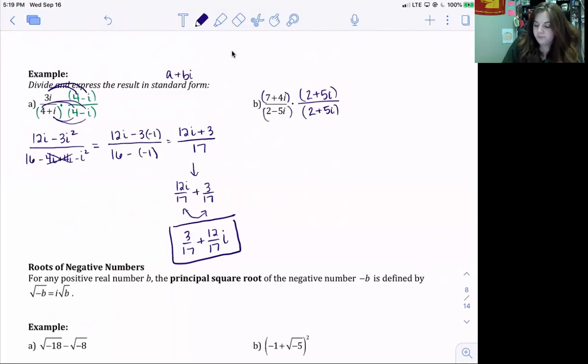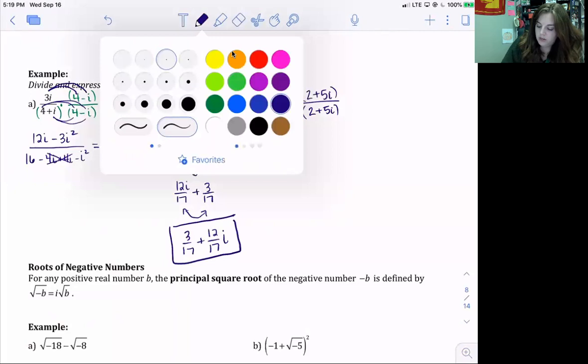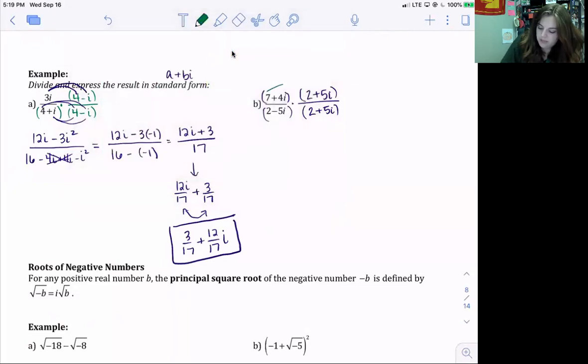so we can FOIL. So looking at our numerator, 7 times 2 is 14. 7 times 5i is 35i. 4i times 2 is a positive 8i. And 4i times 5i is a positive 20i squared.